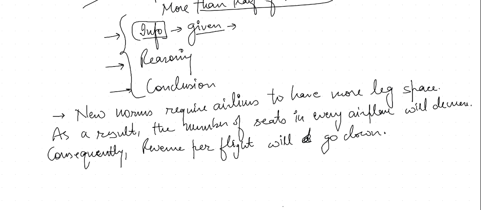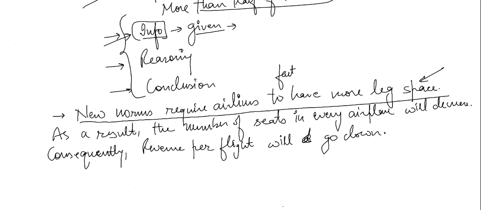First of all, what is the information given? Information is this thing: new norms require airlines to have more leg space. Information means some kind of a fact, something that is our starting point to argue. And we cannot go against that information.